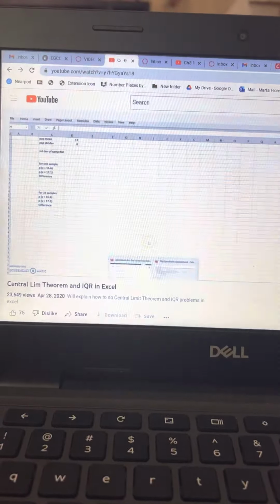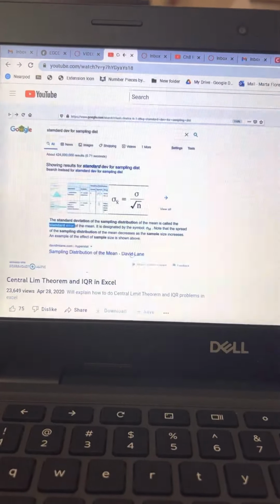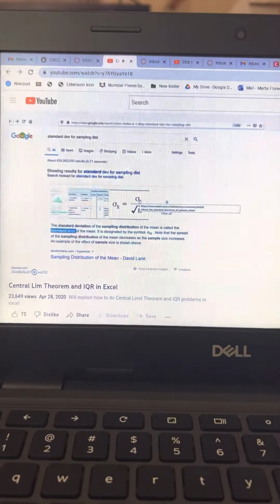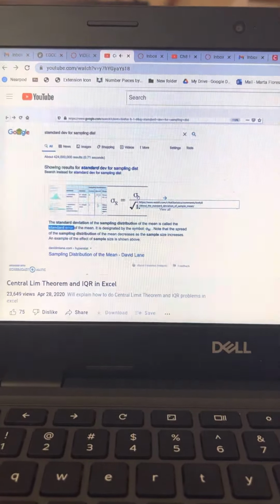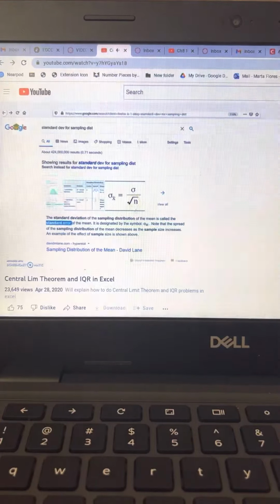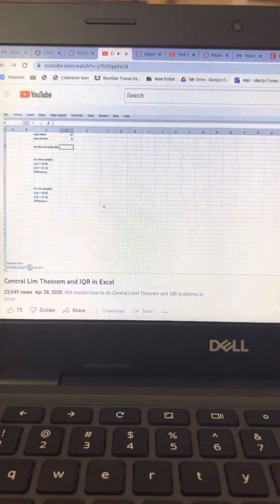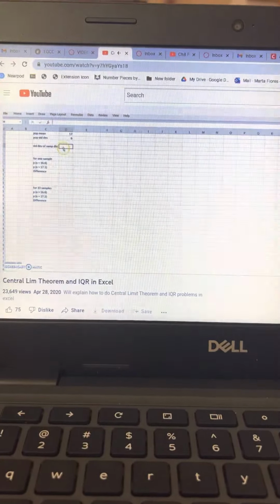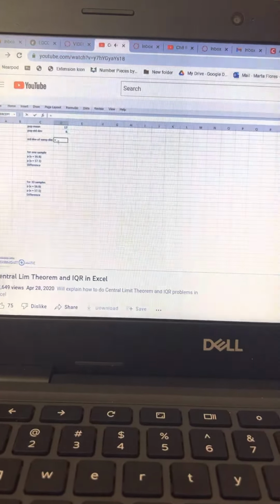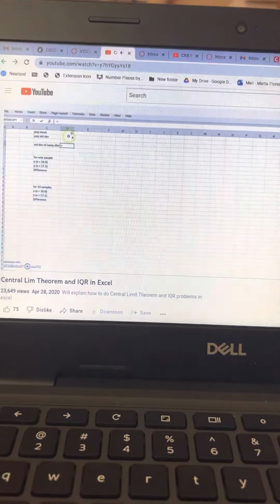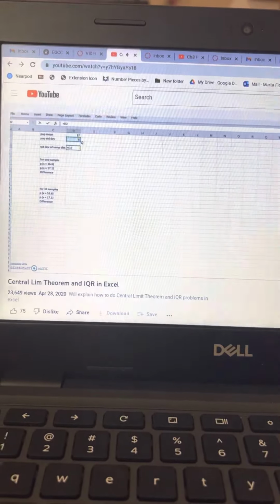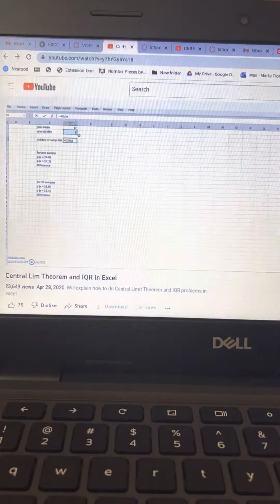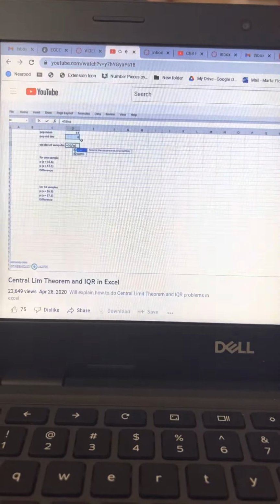The sample is, remember, the standard deviation of the sampling distribution is the standard deviation of the population divided by the square root of the sample size. You could do that on your calculator, but in Excel, it would be the standard deviation of the population, which is 6, divided by square root, SQRT. You always have to hit equal when you're doing the calculation.